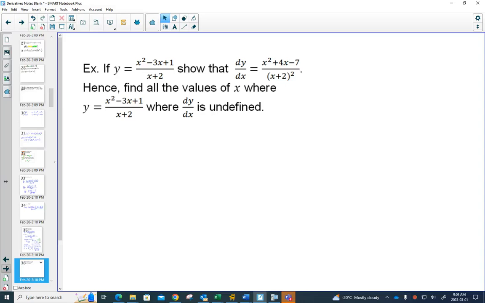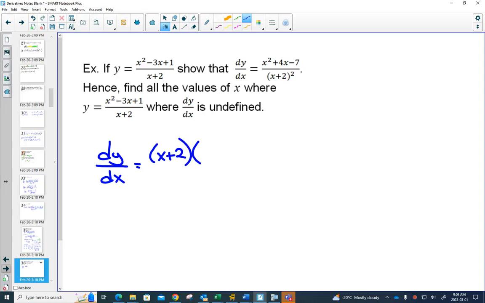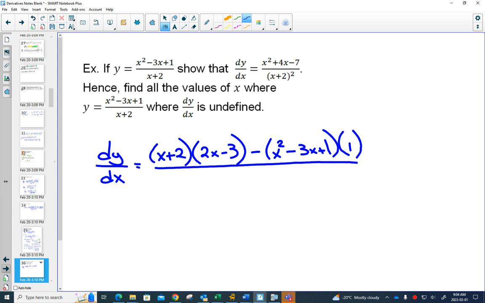Well, if I want to show the derivative is equal to something, I'm going to need to start with my derivative. Well, how do I find the derivative of a quotient? Quotient rule. Keep the bottom the same. Multiply by the derivative of the top. Minus, keep the top the same. Multiply by the derivative of the bottom over the bottom squared. So this would be step one.